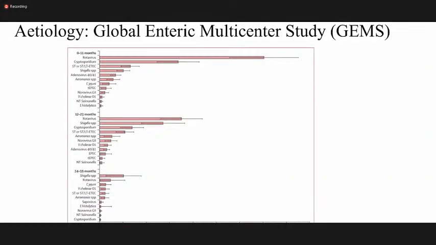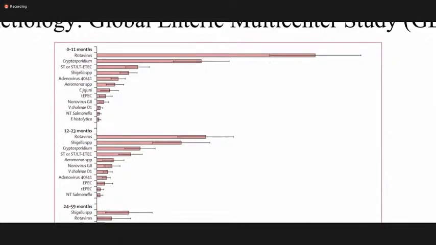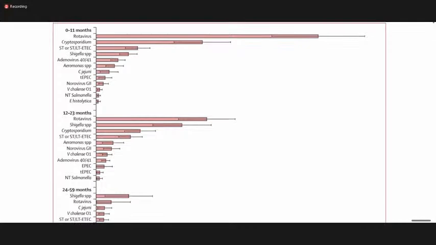So this was a study done in multiple countries, and Kenya was one of them, looking at causes of diarrhea, especially in developing countries. I know it's a bit of a busy slide, you might have to strain, but if you look carefully, rotavirus is clearly the most common cause of diarrheal illness in children under the age of 1 year, okay? And Cryptosporidium is the next most common.